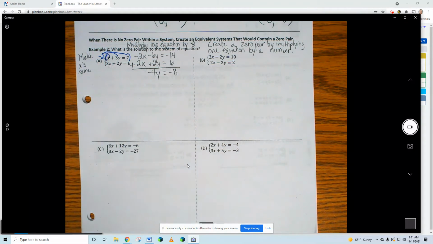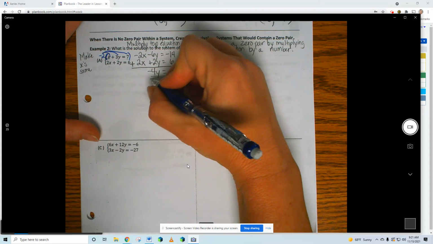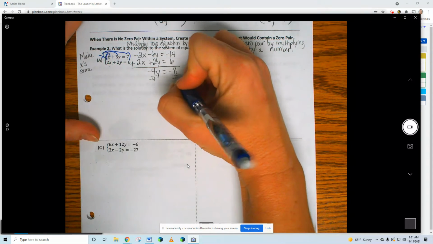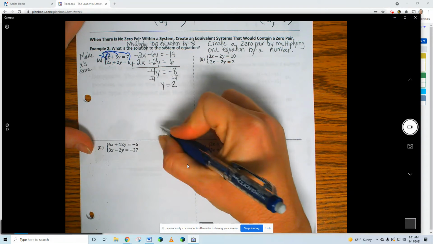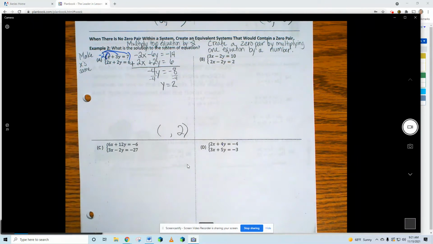I now can solve for y. Divide by negative 4. Y equals positive 2. I am halfway done with my solution.